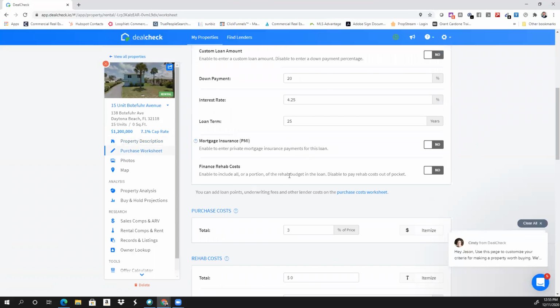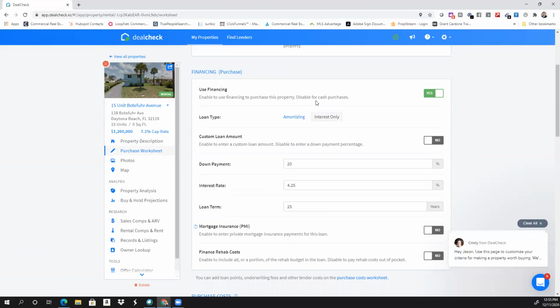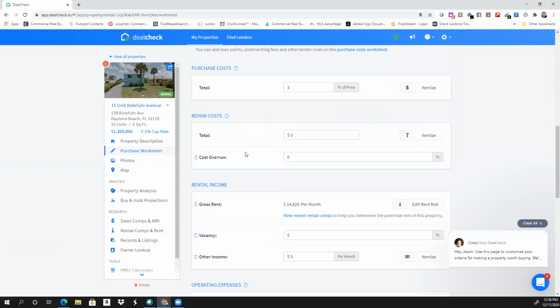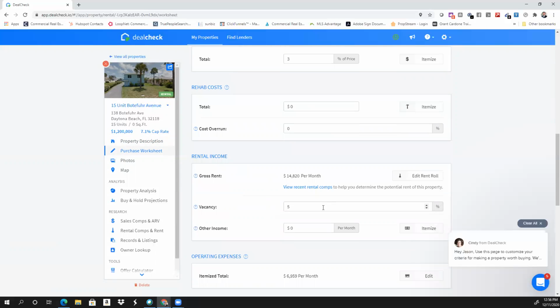So here's where, if you want to show a loan interest only, an amortization schedule, 20% down, really things have tightened up, like I said, so you're not getting an 80 LTV right now anyway. Interest rates are still pretty good, 25-year term. Sometimes on commercial, though, they'll give you like a 10-year term on a 20 or 25-year amortization. See, purchase cost 3%. So here's rental income. Let's see, there's the 5%.